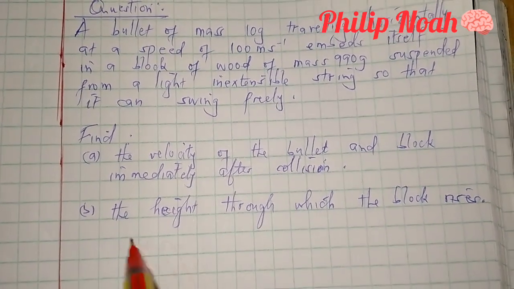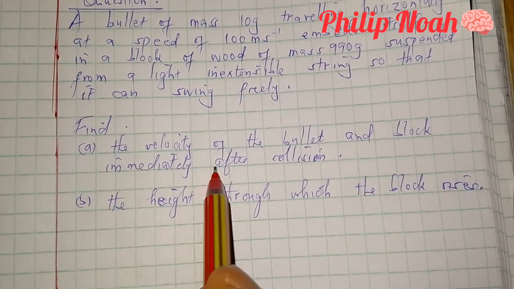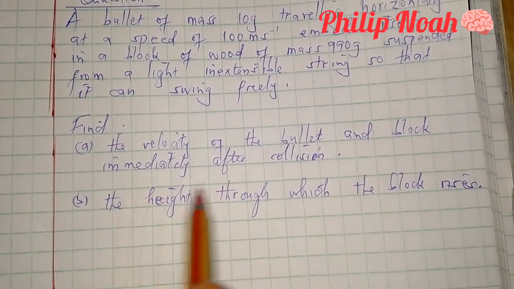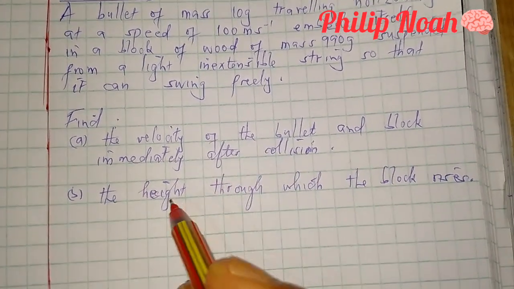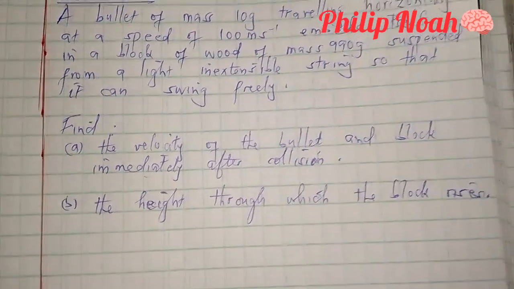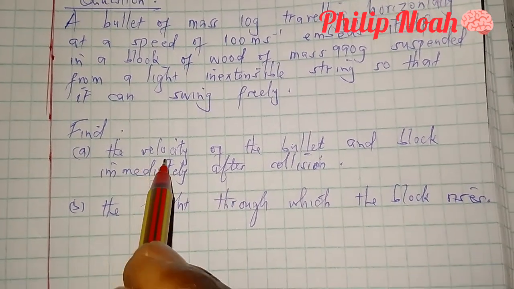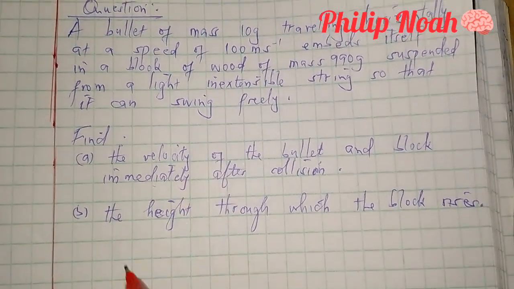So let's look at this and try to solve. In part A we are asked to find the velocity of the bullet and block immediately after collision. The block and the bullet will stick together after collision, so they will have a common velocity v, which we are asked to find. Solution.